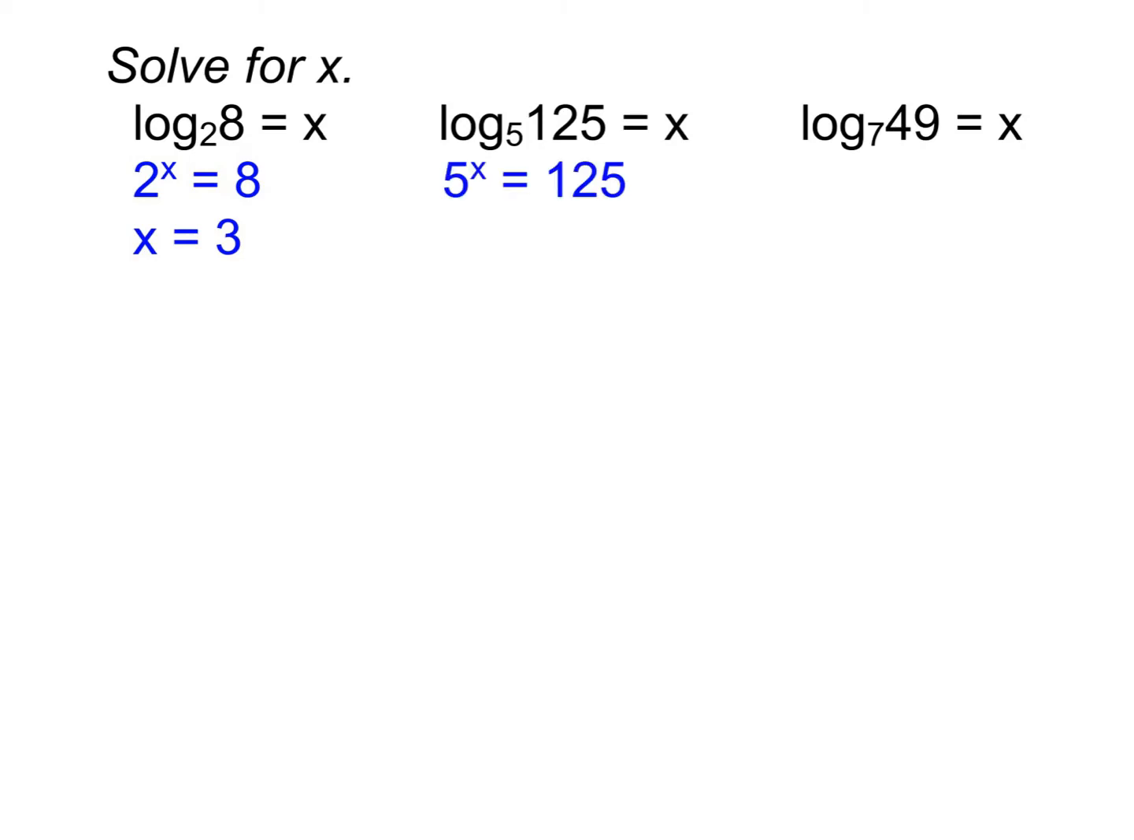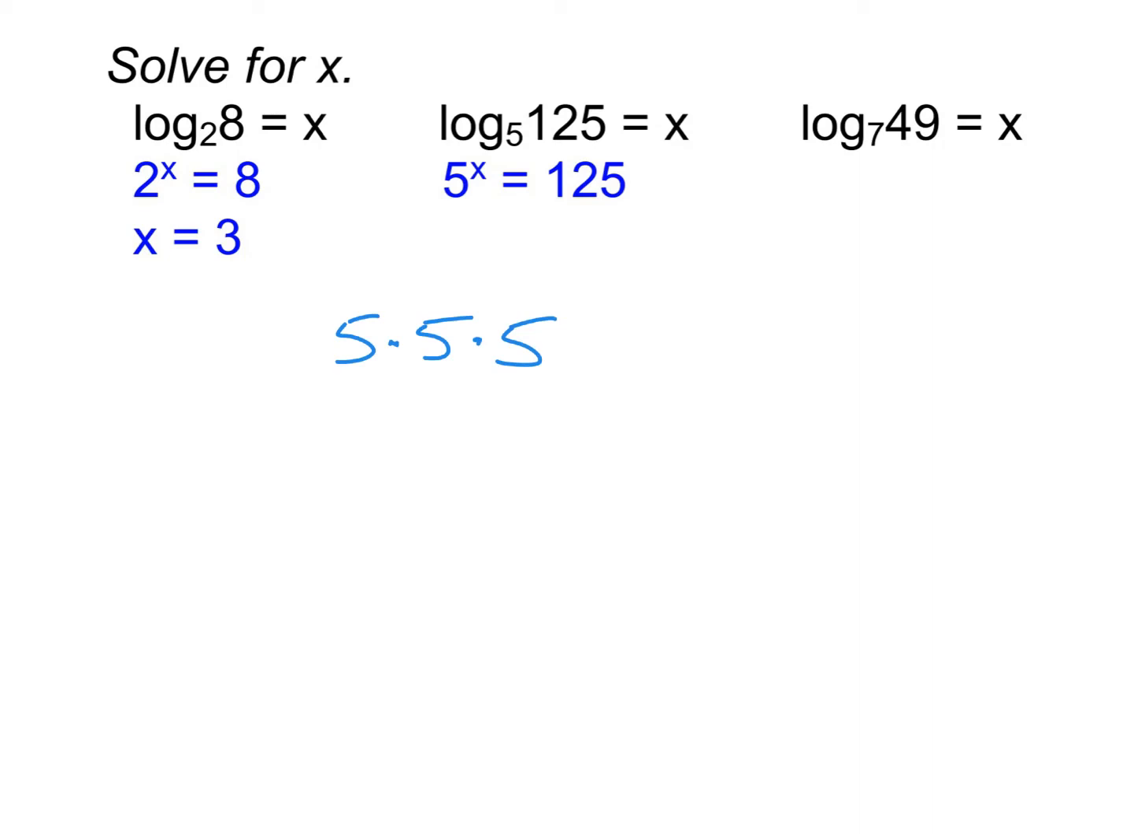And then we have to see 5 times itself how many times gives us 125. So what's 5 times 5 give us? So that's 25. So we're not there yet. If I multiply that by 5, will that give us 125? Yeah. If you're not sure off the top of your head, then you can kind of reason it out.